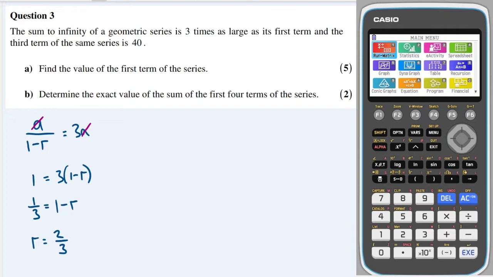Okay, now let's look at the next bit of information. The third term of the same series is 40. Well, the nth term of a geometric series is ar to the n minus 1. So the third term is ar to the 3 minus 1, which is ar squared. And we know that's equal to 40. And we know that r is equal to 2/3.